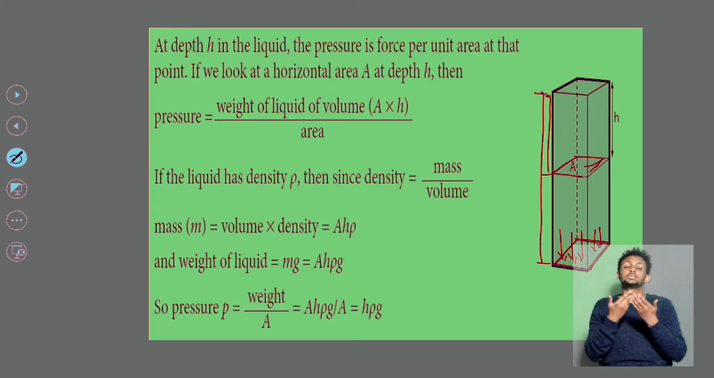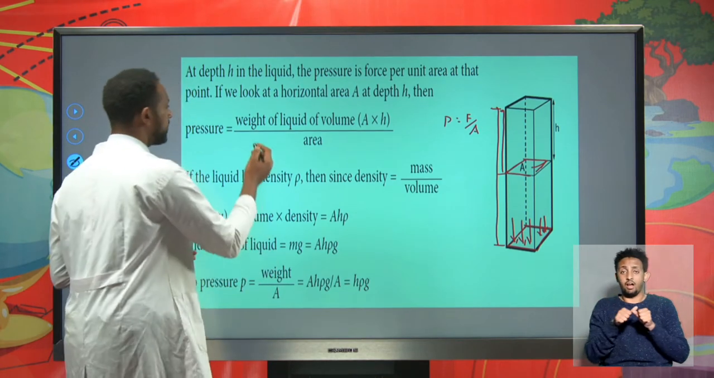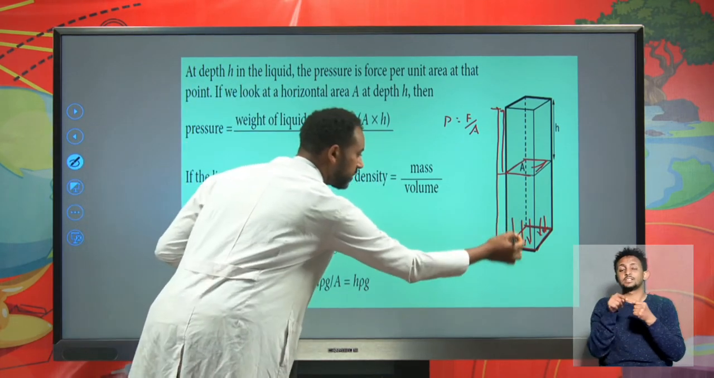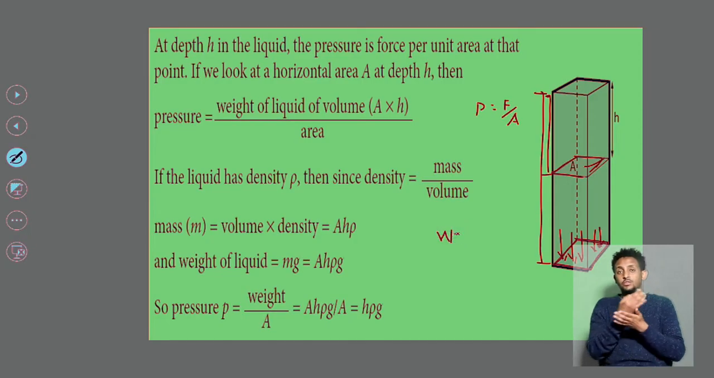Therefore, generally pressure can be expressed as, since pressure is a form of stress, we know that stress is force over area, so pressure itself is force over area. And the force at the base of the container is due to the weight of the fluid. The weight of the fluid can be given as mass of the fluid times gravity g. This is how we determine the weight.